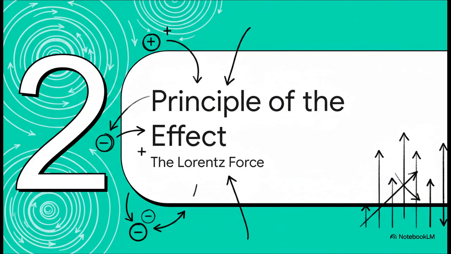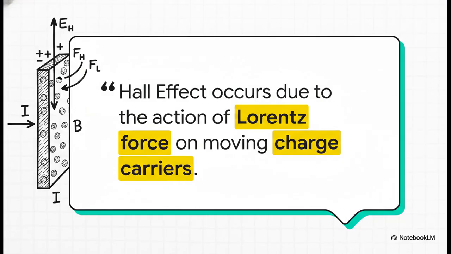Okay, so we know what happens. But the big question is, why? Why does this voltage just show up? Well, the secret, the key that unlocks this entire puzzle, is a little something called the Lorentz force. Now this right here, this is the golden sentence for your exam. If you remember one thing about the why, make it this.